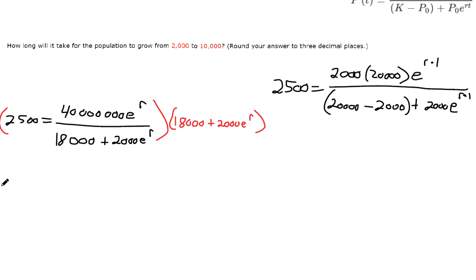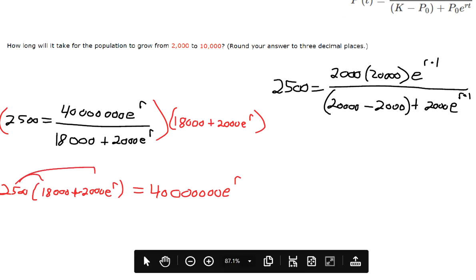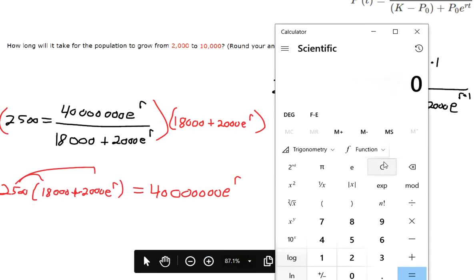So when we do that, we're going to have 2,500 and then a parentheses 18,000 plus 2,000 e to the r. And now the denominator's gone over here, so we just have 40 million e to the r. And now that you've got the variable out of the denominator, your goal should be to collect only variable terms on one side of the equation. So this is a variable term, this is a variable term, but in order to get it collected, I have to first distribute. Oh boy, the numbers are going to get bigger.